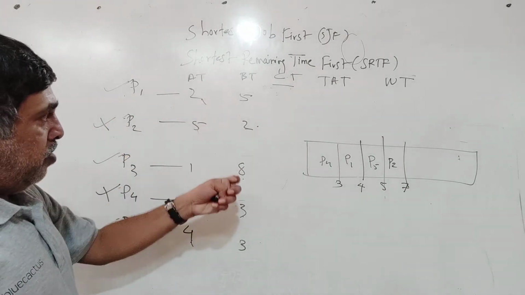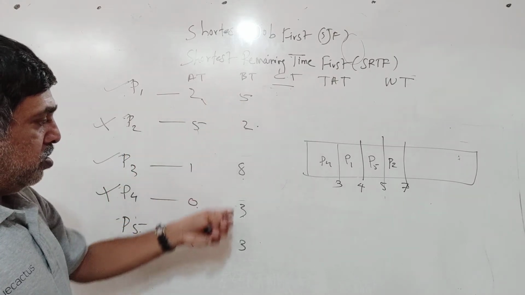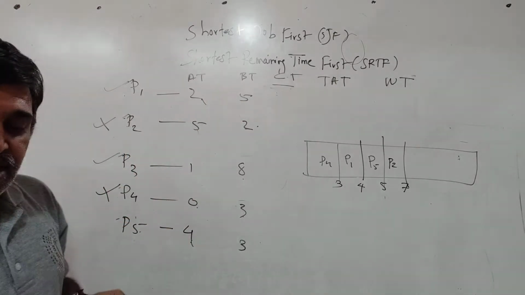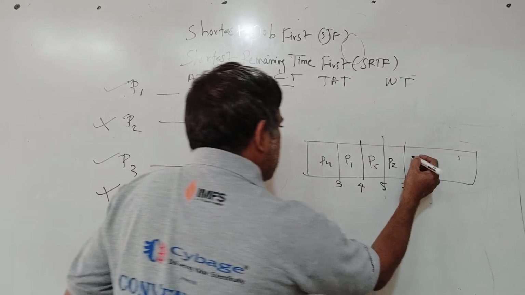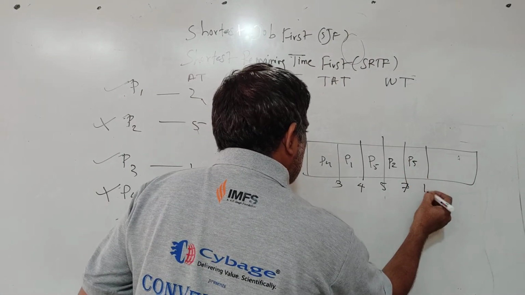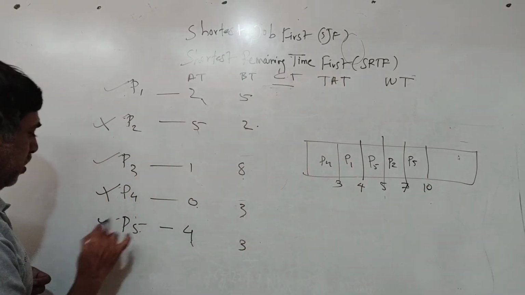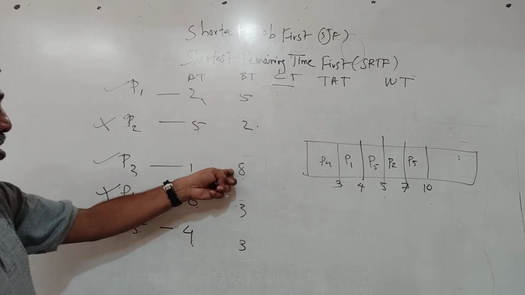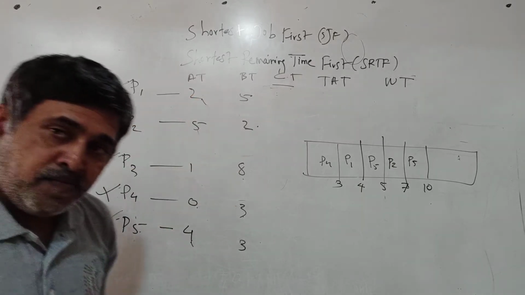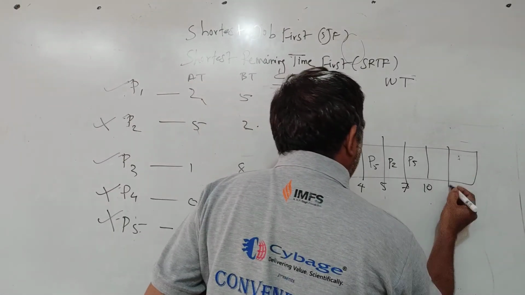Now comparison of 5 with 8 with 3. Obviously P5 is taken up for execution. So P5 will need a burst of 3, 7 plus 3, 10. So P5 is completely executed, going out of memory. The competition is between P1 and P3. Now P1 is having the minimum burst. Again 10 plus 5, 15.